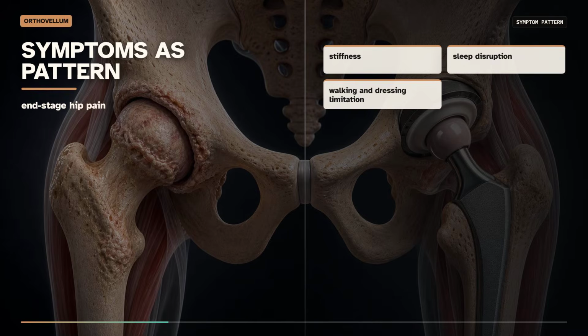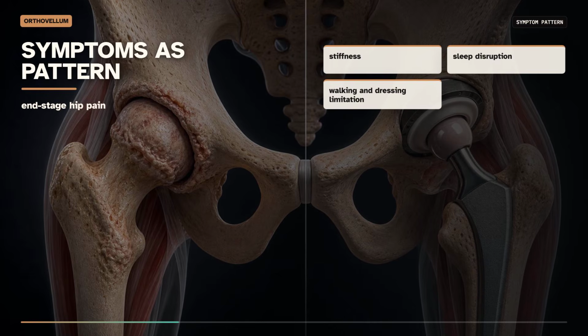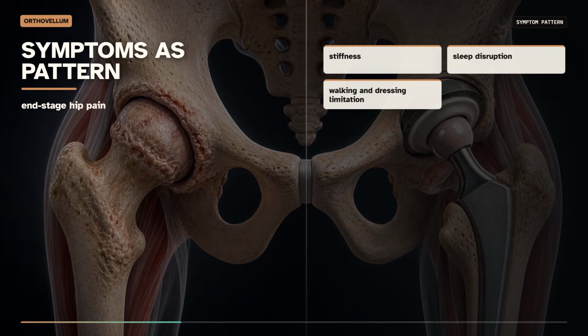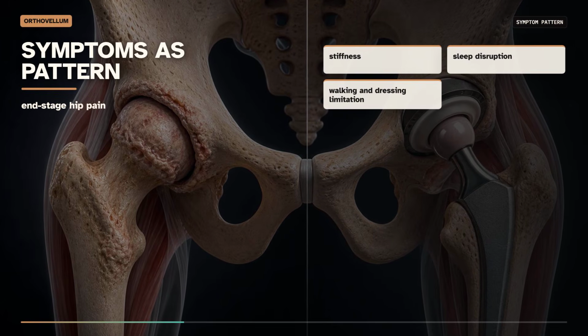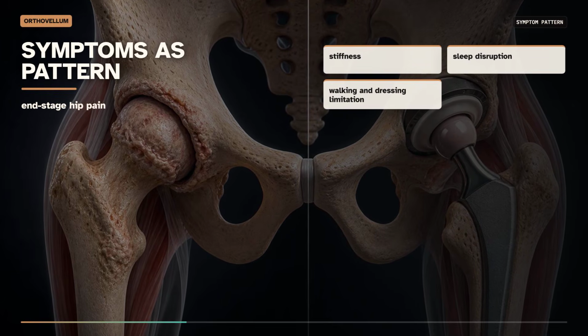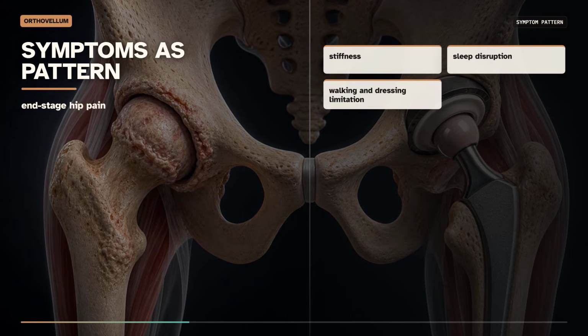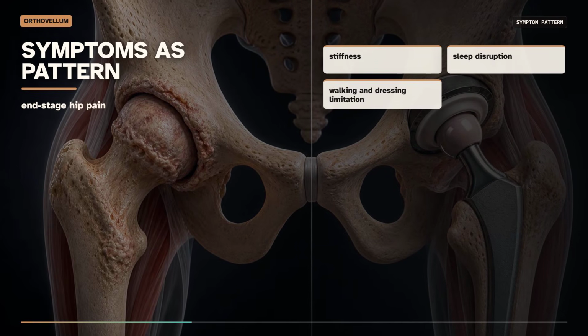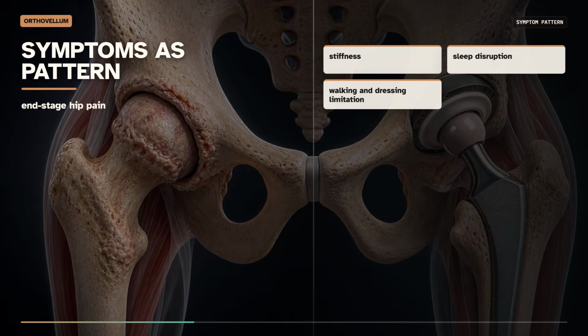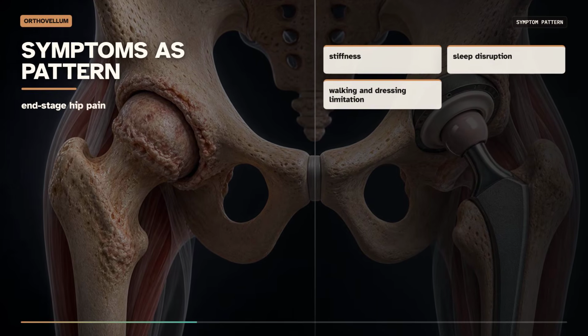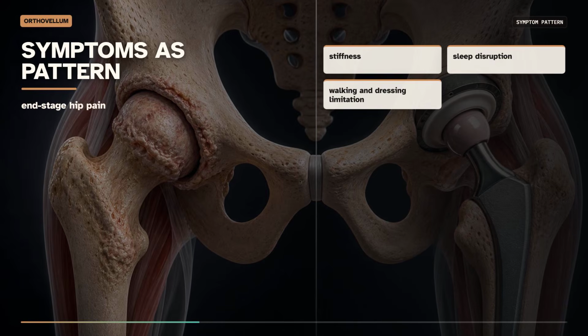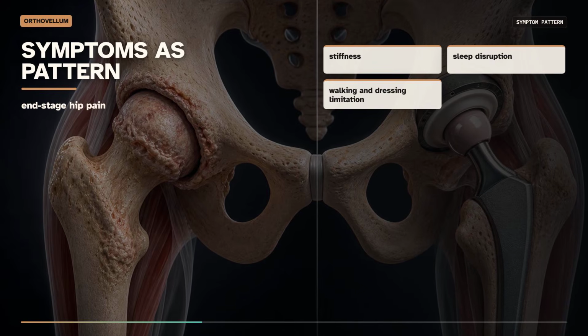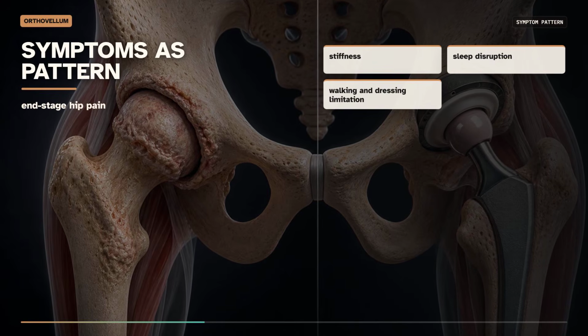The common symptoms cluster around end-stage hip pain, stiffness, sleep disruption, walking and dressing limitation. Symptoms matter most when they form a pattern. One symptom by itself can mislead. A cluster is much more useful. Listen for timing, load, swelling, night pain, mechanical symptoms, and whether the person is losing trust in the limb. Also listen for what the problem has taken away: sleep, walking, work, sport, independence, or confidence.